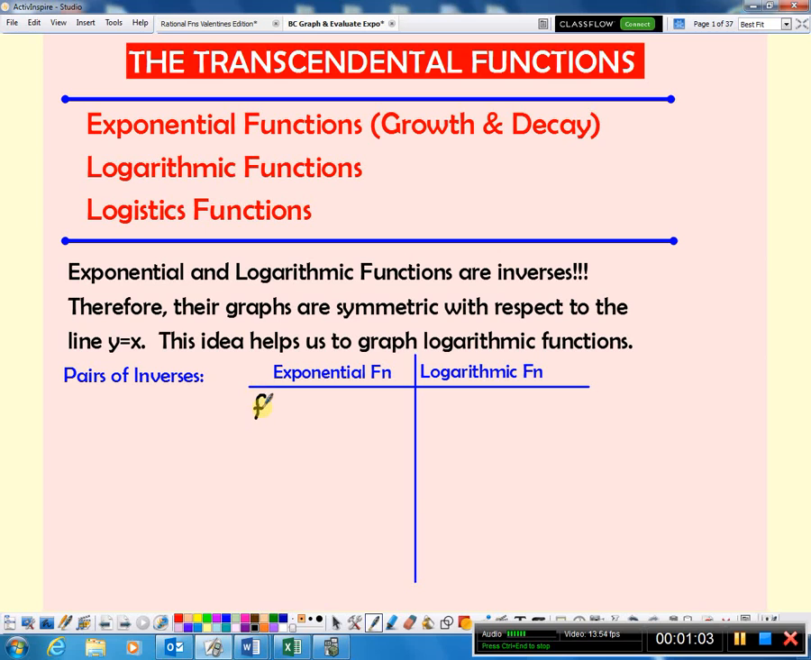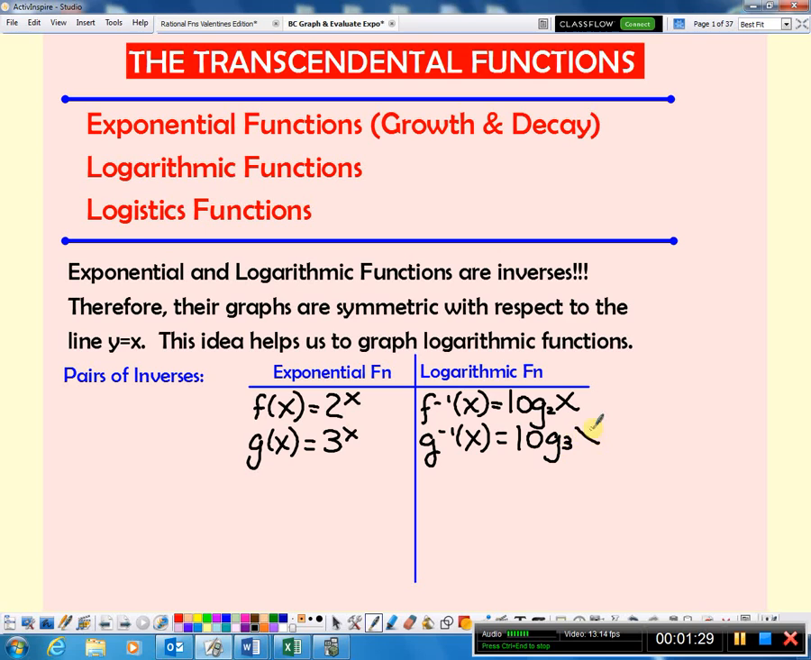If f of x equals 2 to the x, then f inverse of x equals log base 2 of x. If g of x equals 3 to the x, then g inverse of x equals log base 3 of x. So an exponential function and a logarithmic function are inverses if they have the same base.